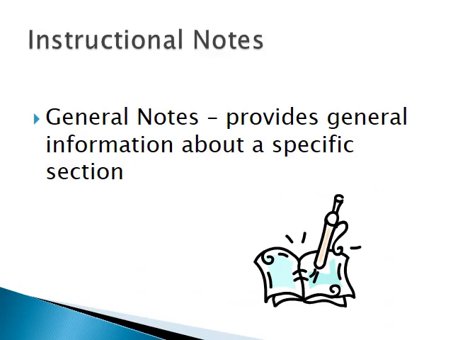In order to be able to locate a code in the index and tabular, you will need to understand some of the coding conventions used in the ICD-10 CM Code Manual. Instructional notes are general notes that provide general information about a specific section. Instructional notes are located in both the index and the tabular.